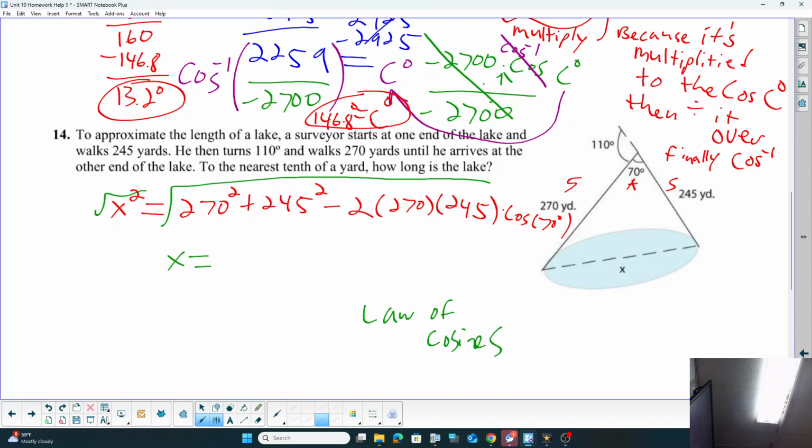Stop giving me that sass. Hey, you behind the screen, you stop sassing. Oh, you mean sass is in side angle side? Yeah, side angle side. Use law of cosines.